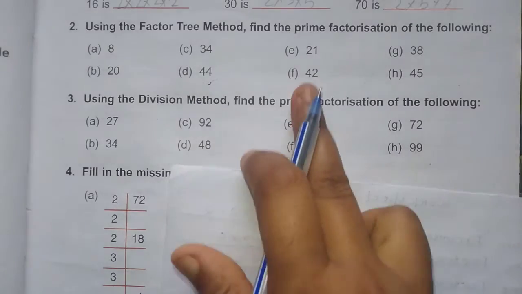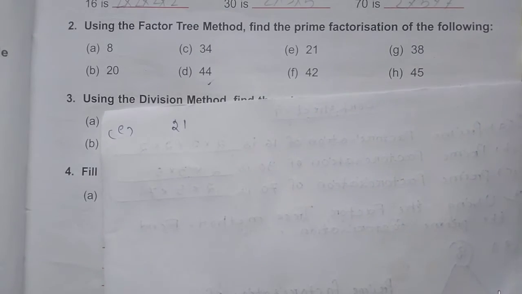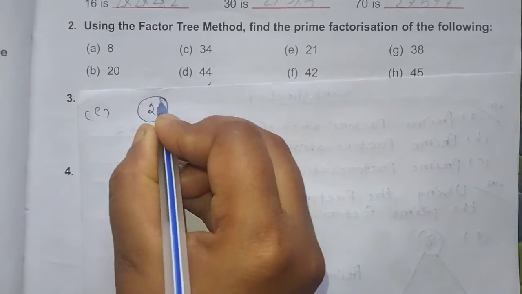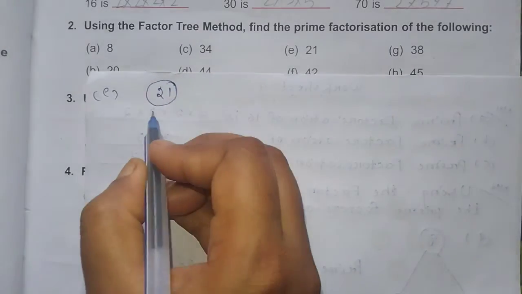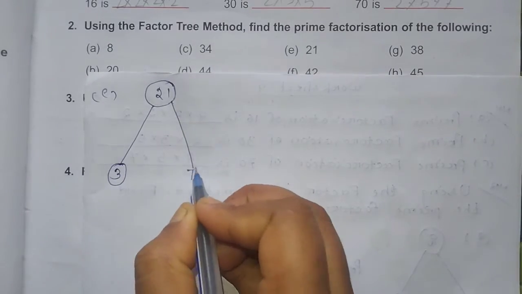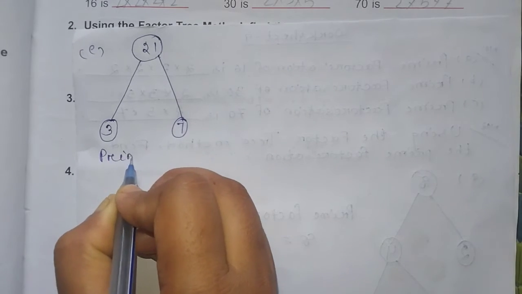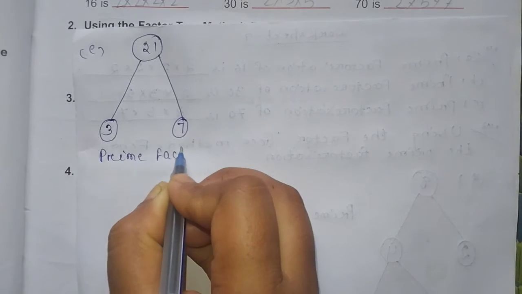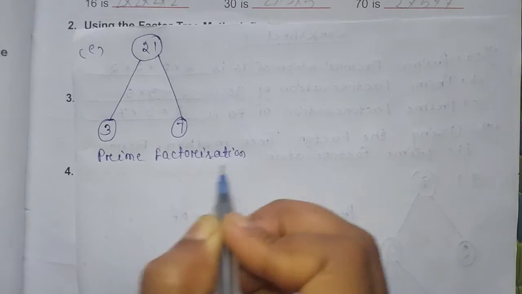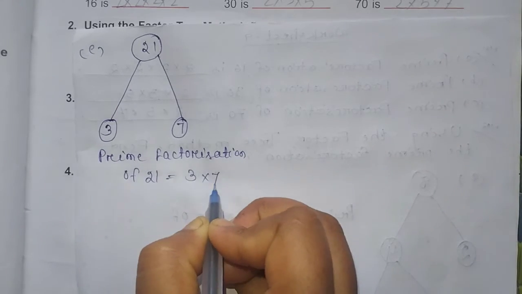Then we solve E, 21. 3 times 7 is 21. 3 is a prime number and 7 is a prime number. So prime factorization of 21 equals 3 into 7.